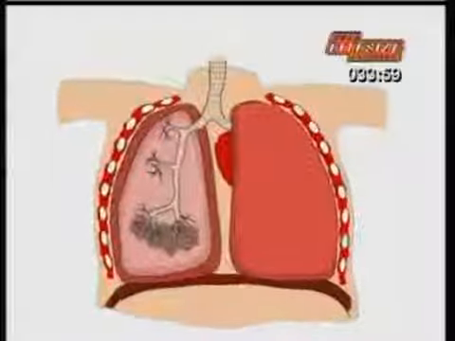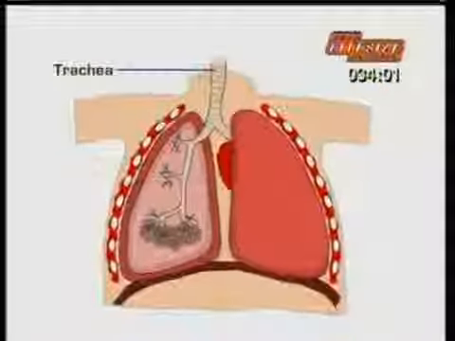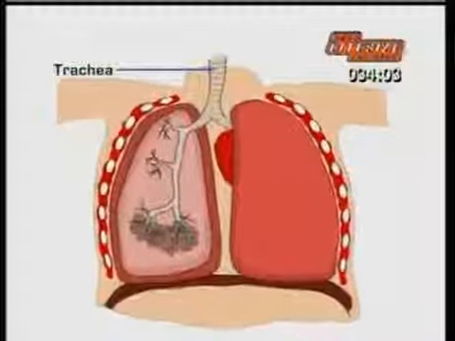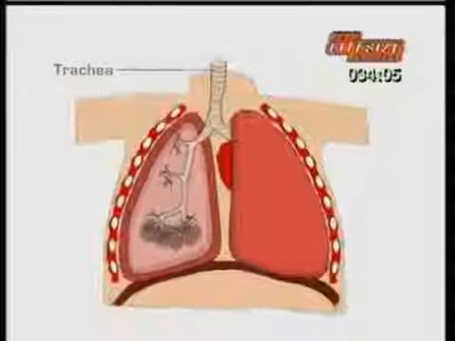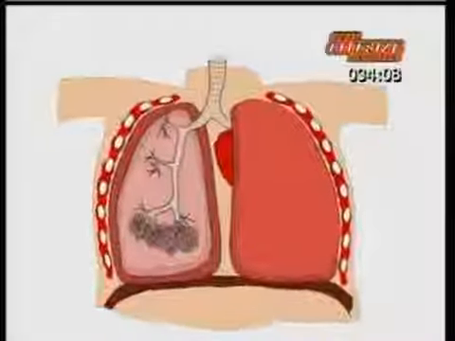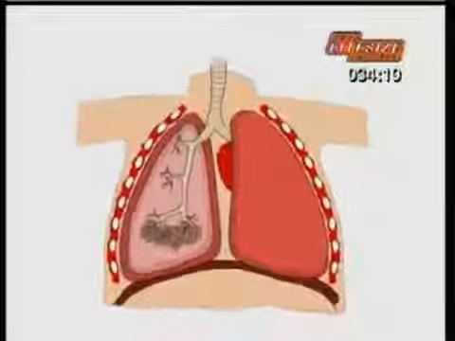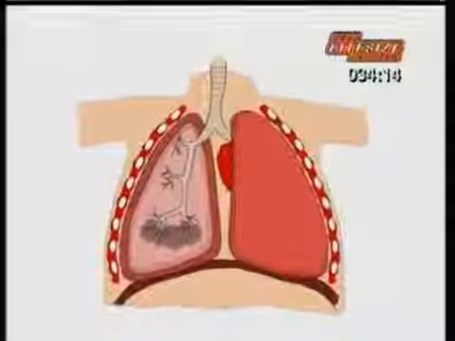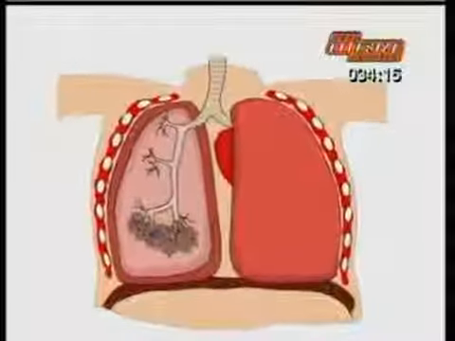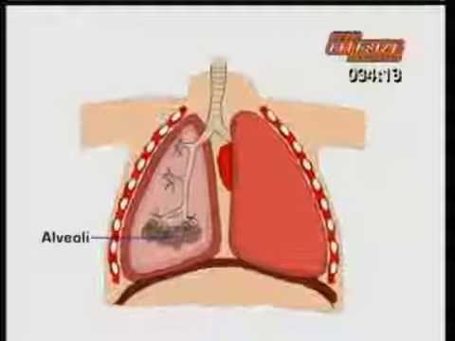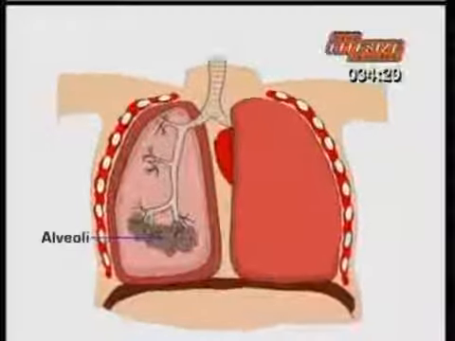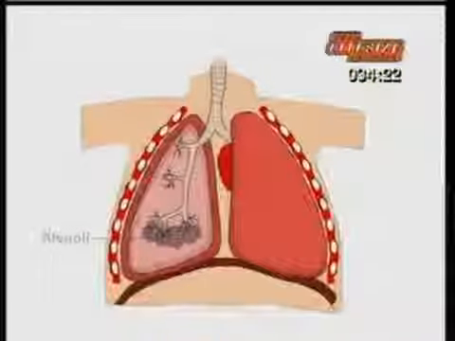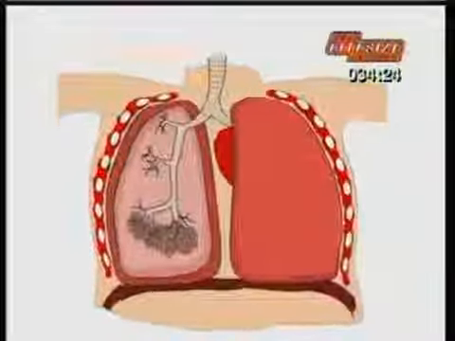Air travels to and from the lungs along the trachea. The trachea divides in two branches, called the bronchi, which lead to the left and right lungs. Each bronchus divides again and again to give a mass of tiny tubes, called bronchioles. They all end in tiny air sacs, or alveoli. Let's look at that in real life, and follow the air into the lungs to see where it goes.